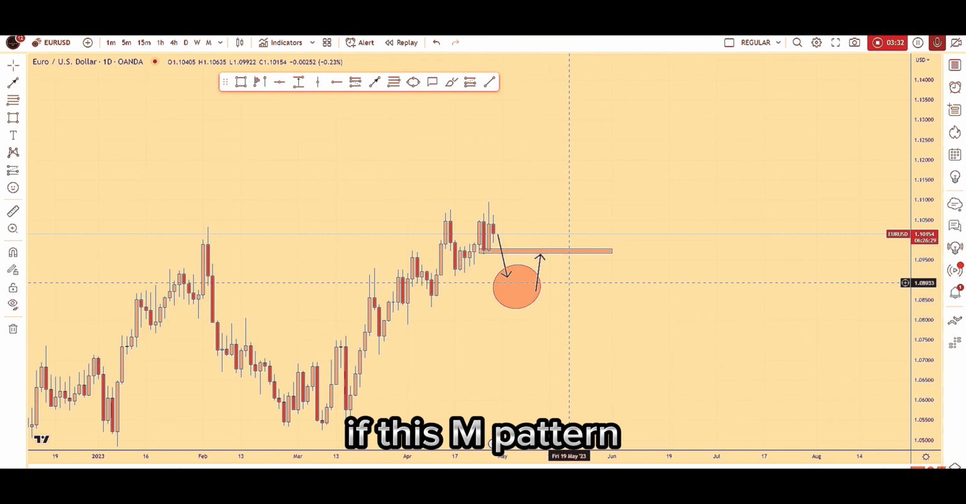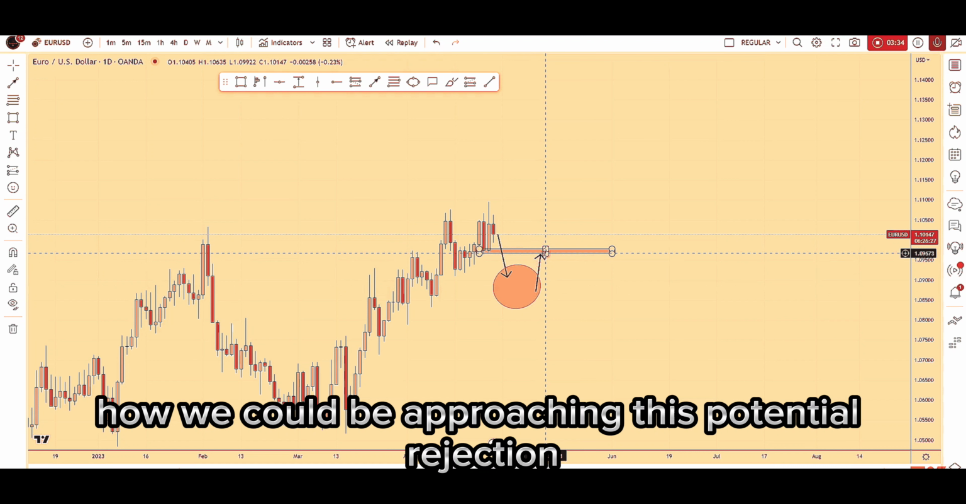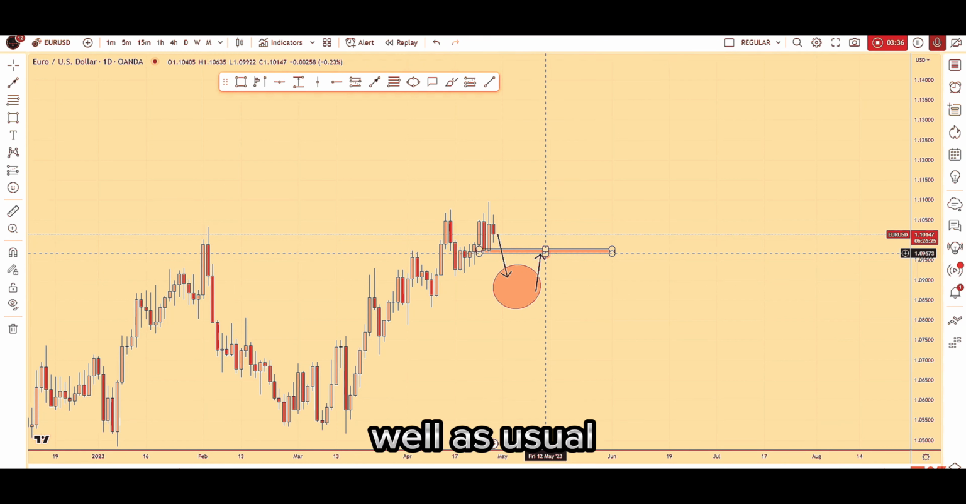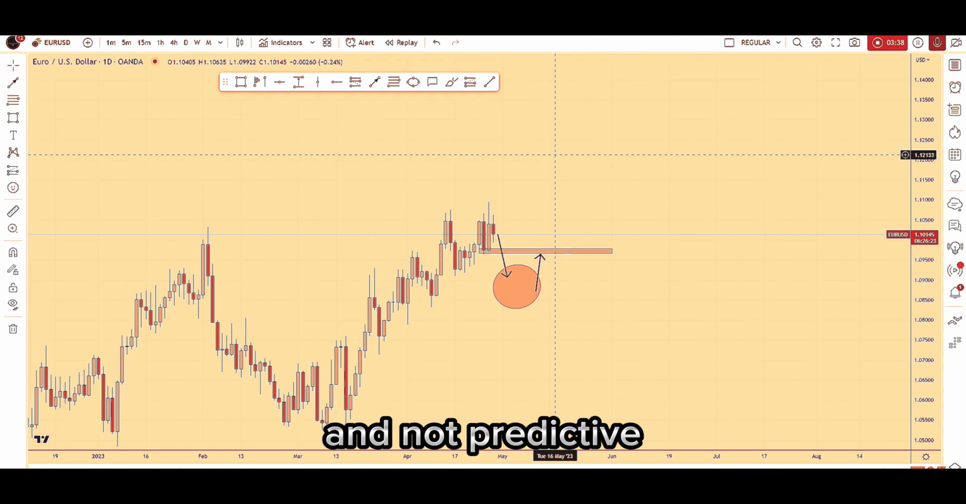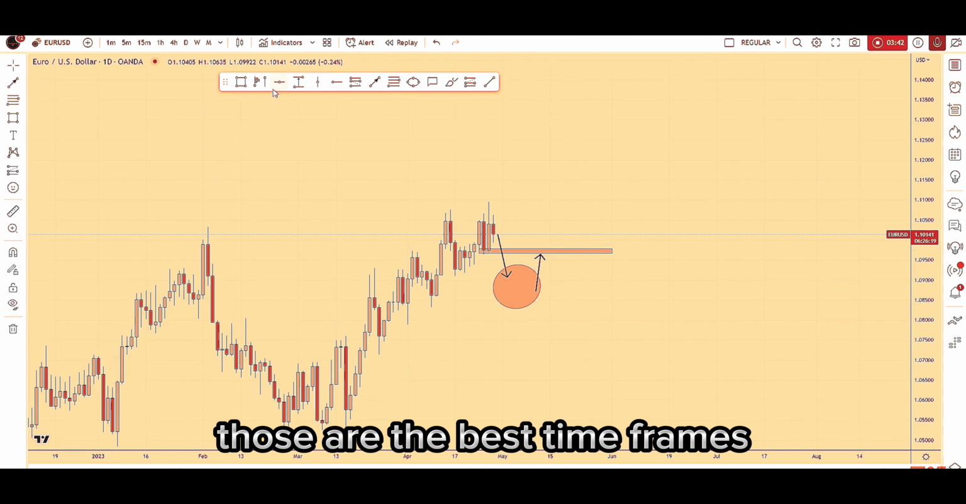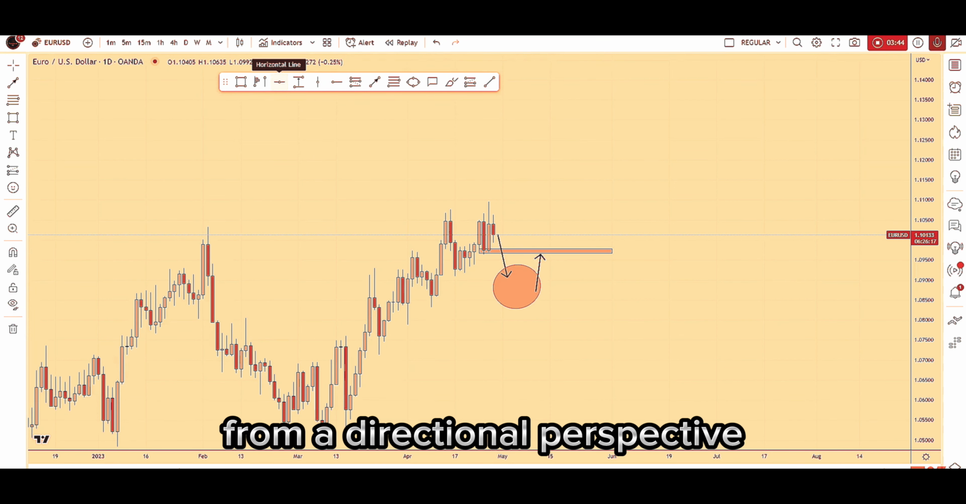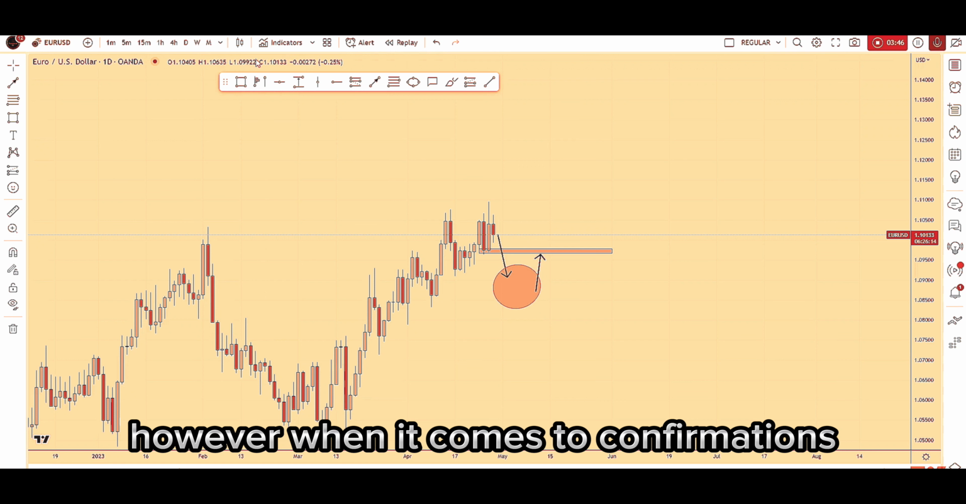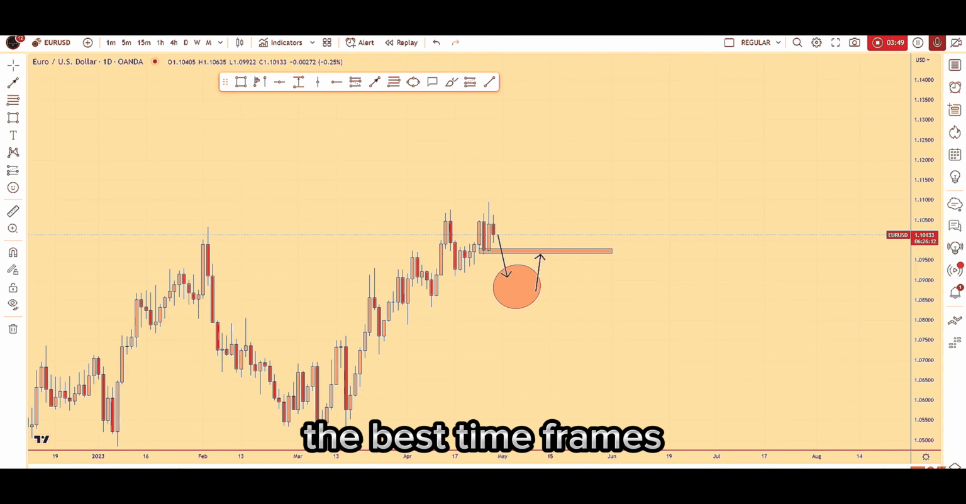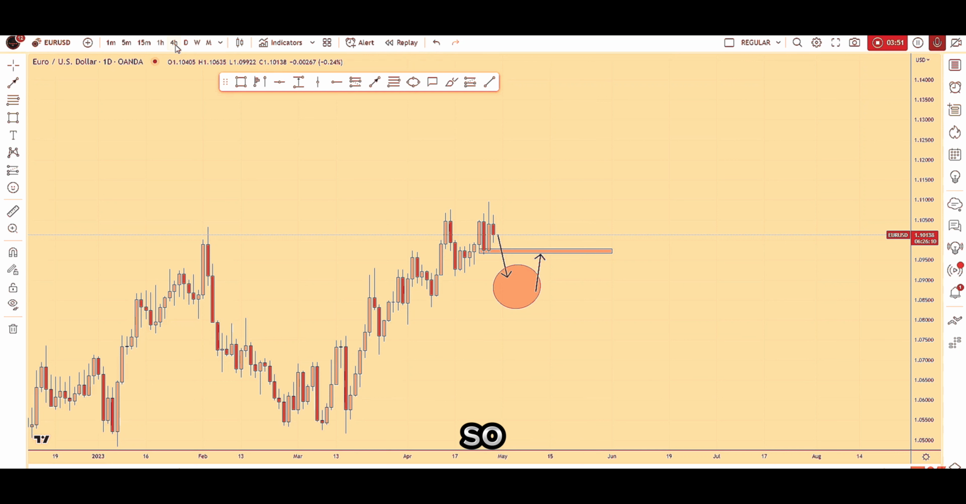So if this M pattern will be created, how we could be approaching this potential rejection to the upside? Well, as usual, trading is reactive and not predictive. The monthly, weekly, and daily, those are the best time frames from a directional perspective. However, when it comes to confirmations and entries, the best time frames are the intraday time frames, so 4 hour and lower.